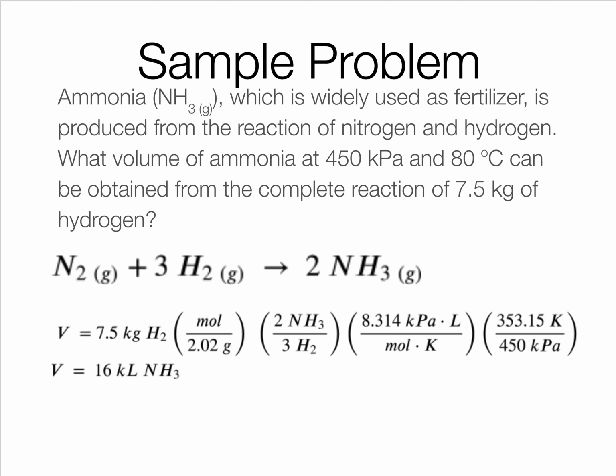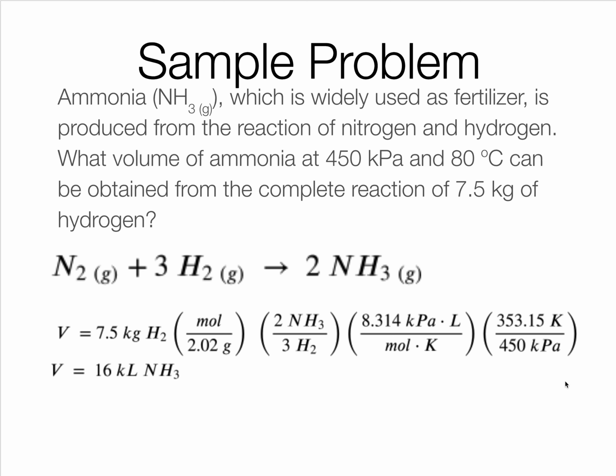So I start with 7.5 kilograms of H2. Remember, write the chemical formula in. I'm going to cancel out the grams so that I have moles. So I'm going to flip hydrogen's molar mass upside down so grams and grams cancel out. Then I'm going to use the ratio to cancel out the H2s, and then I can move on to my values for the ammonia. I can use the ideal gas constant to cancel out moles. I don't need to flip this one because I already have moles on the bottom of the ideal gas constant and moles are on the top of my molar mass.